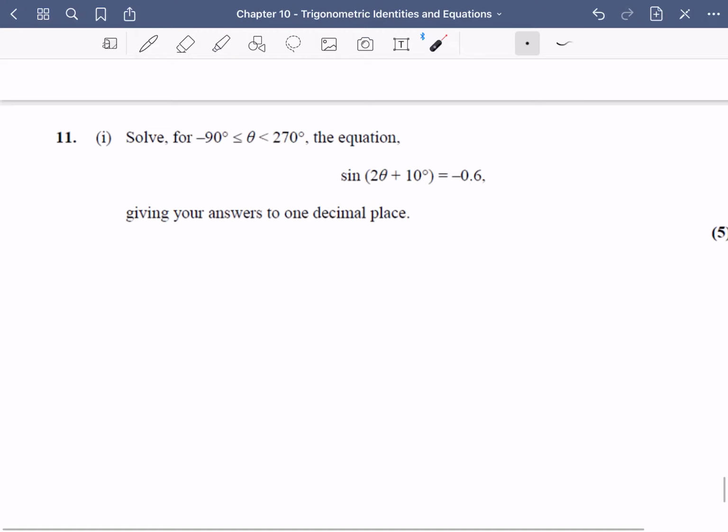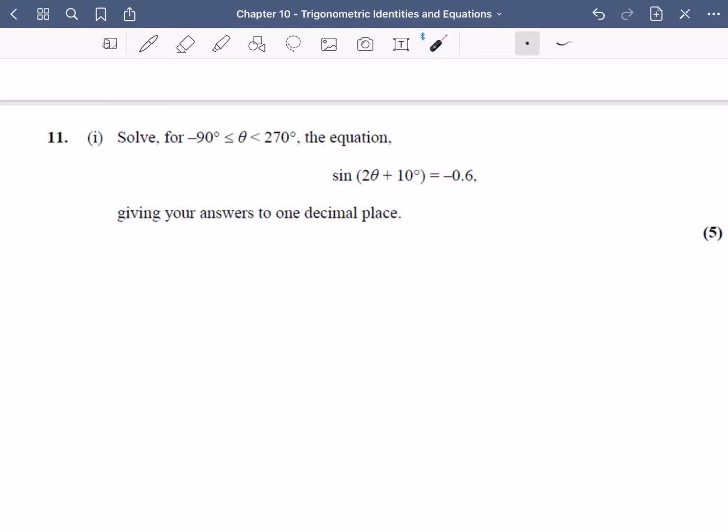Okay, here is another question. This is a 5-mark question, and what you've noticed, hopefully you've spotted this quite quickly, is we've got a strange range here, and our argument is 2 theta plus 10.